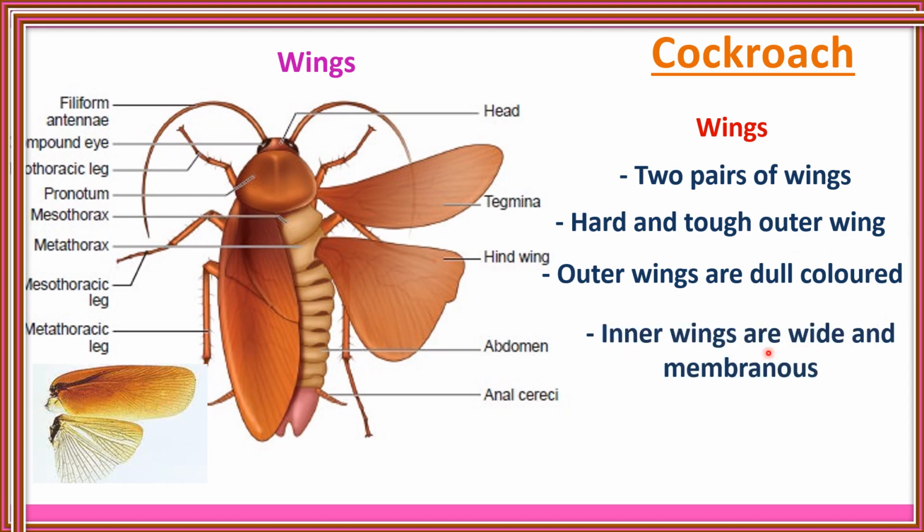Then they have the inner wings, which are wide and membranous. If you look at the inner wing, it is wide and membranous. When you look at it, it is as if it is transparent. You can see through. That's what we are calling membranous.